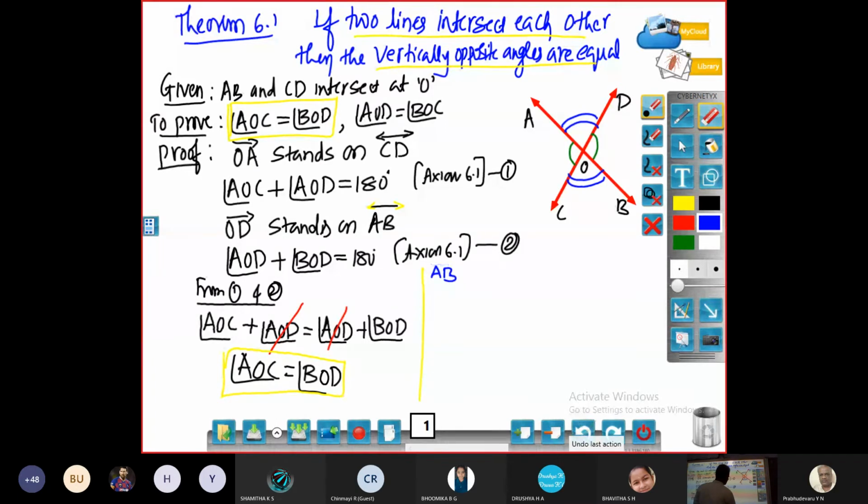OD is a ray stands on AB. You can write OD is a ray stands on AB.